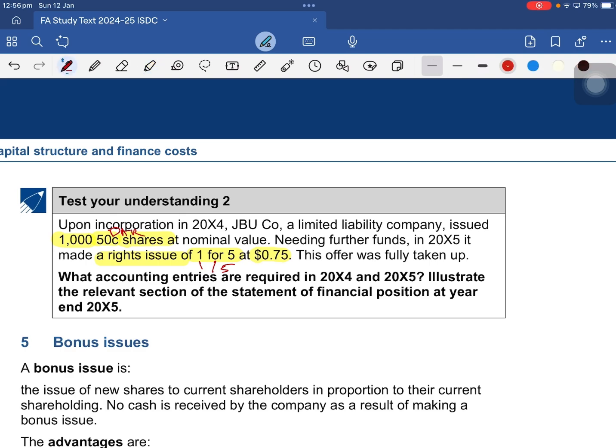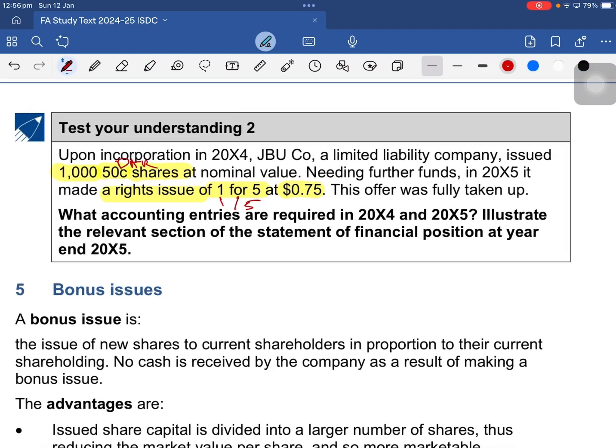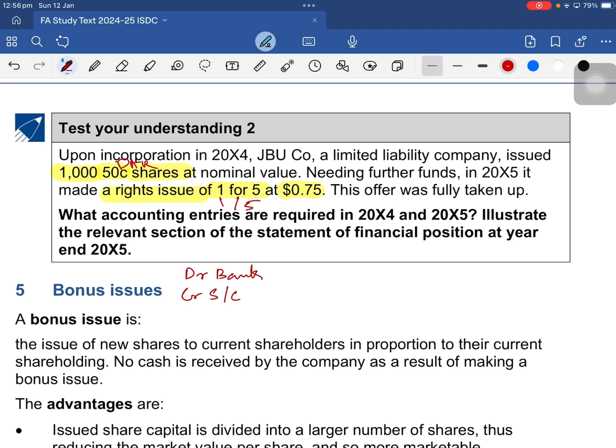And this is how you record it. I'll write it here. So first of all, you have given shares: debit bank, credit share capital. Clear? First issue, that is 1000 into 0.5. Clear?